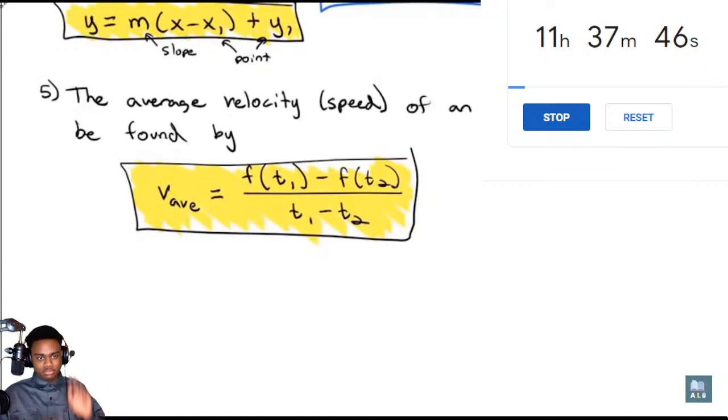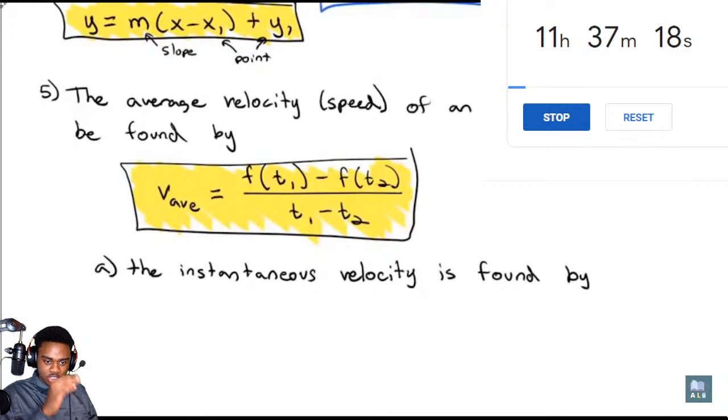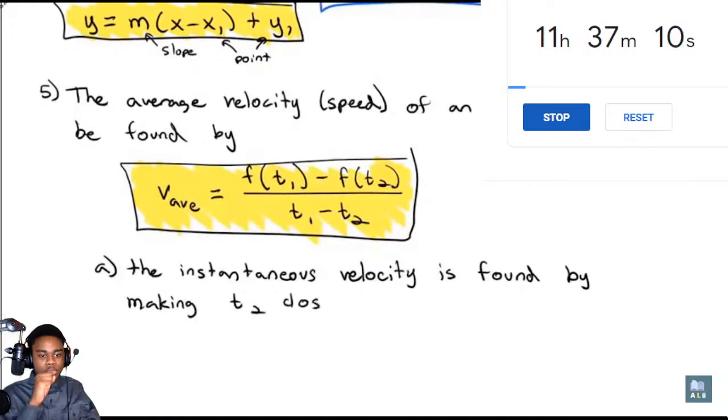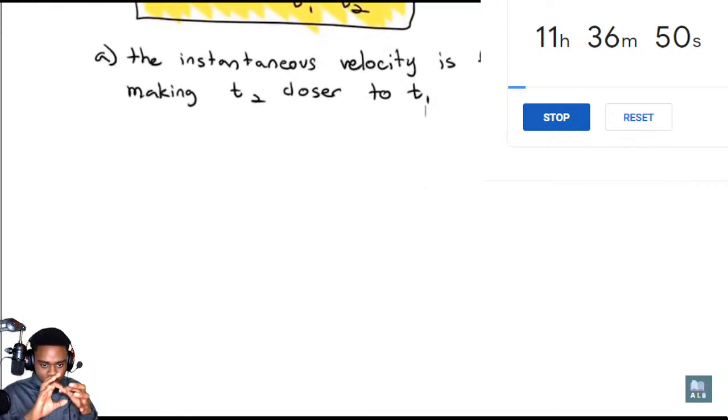And then, if that's the average velocity over an amount of time, we can find the instantaneous velocity, or how fast the object is moving at a specific point in time instead of an average over a range. It is found by making T2 closer to T1. In other words, the same idea we did before. If we try closer and closer numbers, we'll get closer to the actual instantaneous velocity, which is the slope of a tangent line. So let's try an example problem where we can see that actually done.